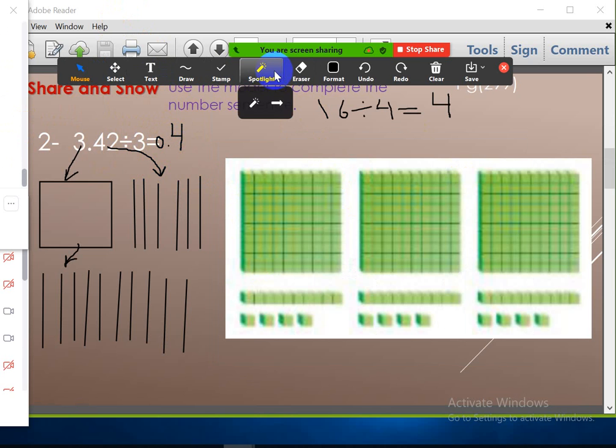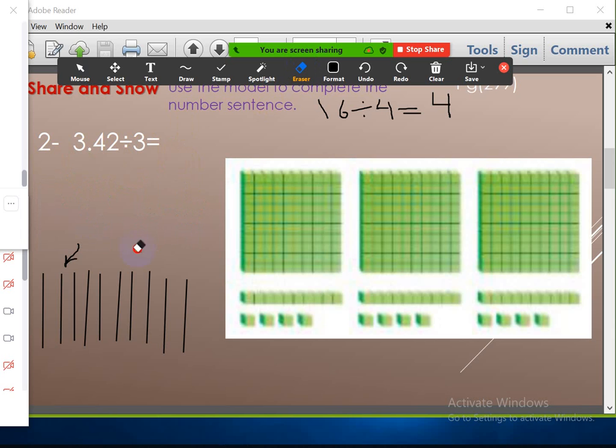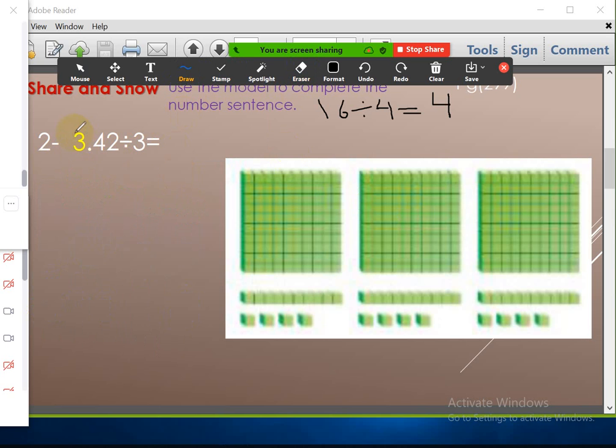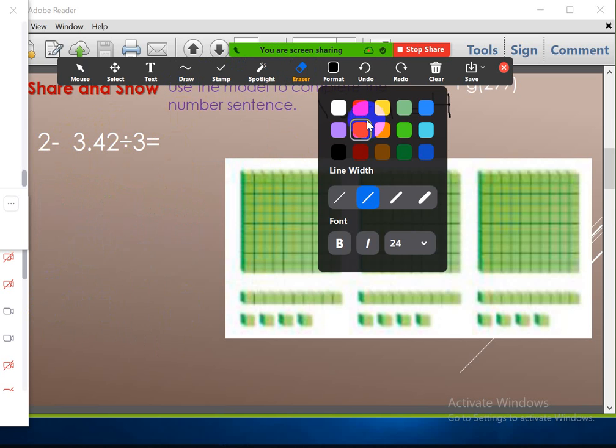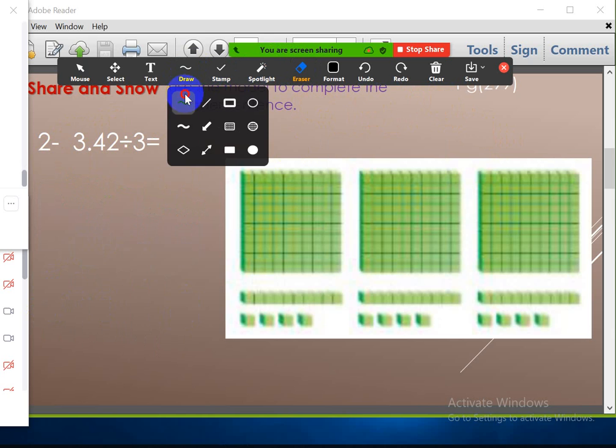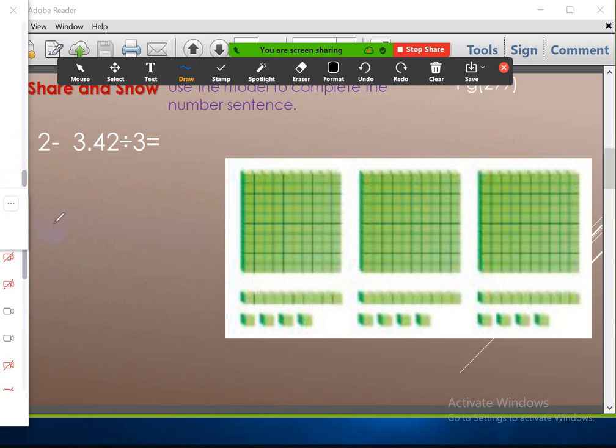Now number 2, look at number 2. Number 2 is 3.42. You know that the 3, the ones, is represented by the flat. So I have 3, that means I have 3 flats here. And I have 4 in the tenths.